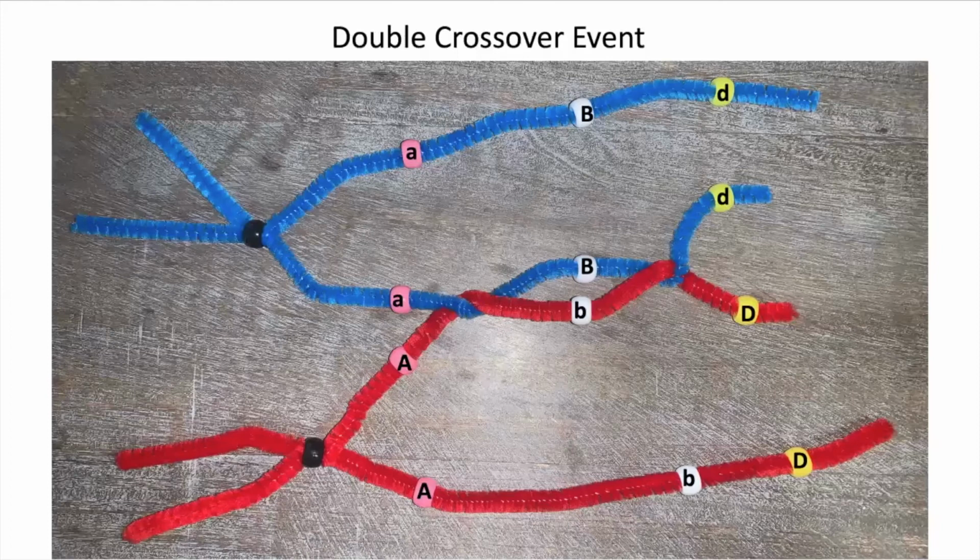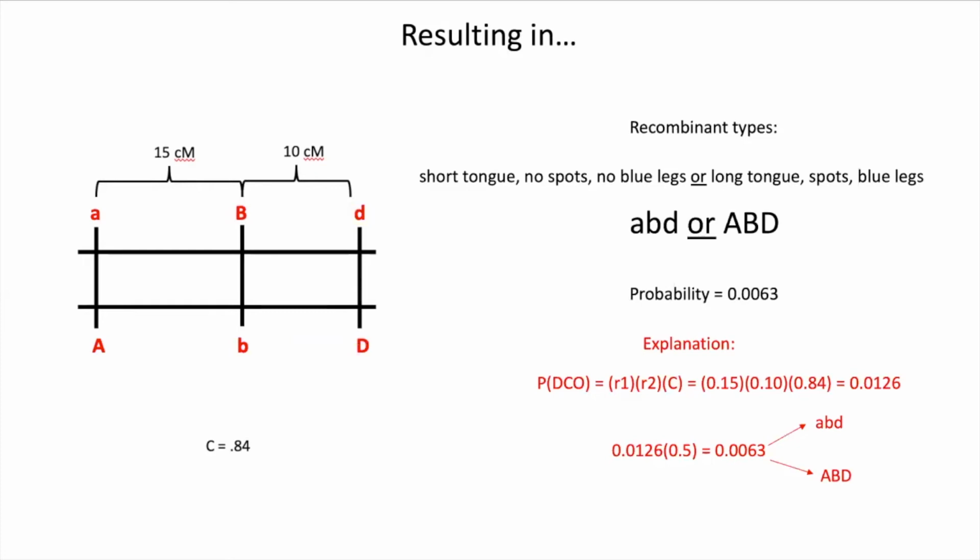Next, we have a double crossover event with crossing over occurring at both R1 and R2. You can see how the pipe cleaners are wrapped around each other at these locations to portray this, resulting in the formation of two recombinant types, either little a, little b, little d, or big A, big B, big D, with a probability of 0.0063 of either of these occurring.